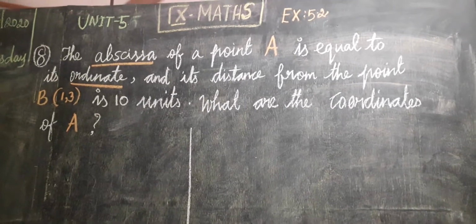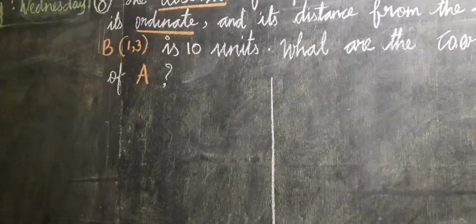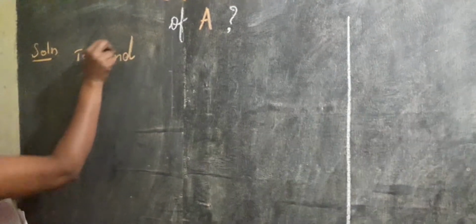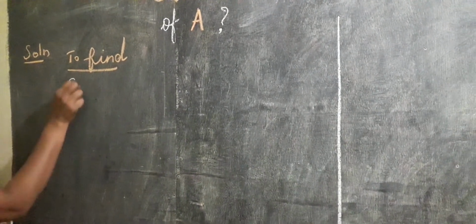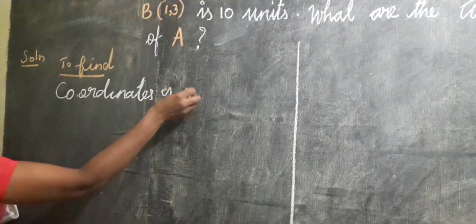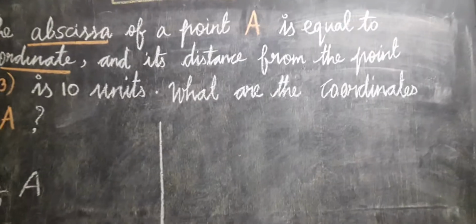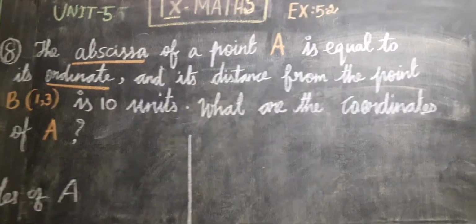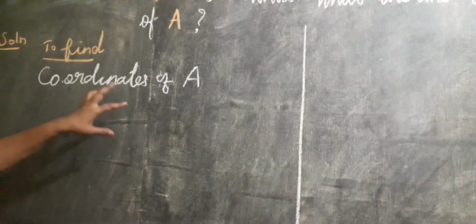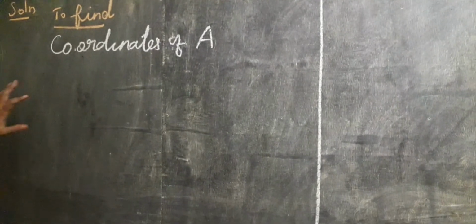Which one we have to find out? We have to find out the coordinates of A. In the solution, to find the coordinates of A, we don't know the point. That is only we have to find out. Coordinates means x coordinate and y coordinate. So the point's x value and y value we have to find out.